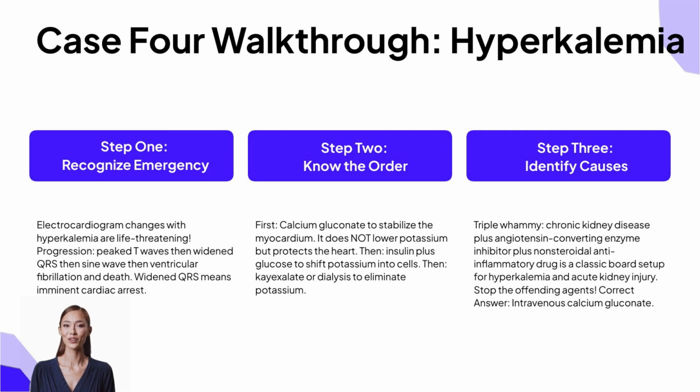Step 2. Know the treatment order. First, give calcium gluconate to stabilize the myocardium. It does not lower potassium, but it protects the heart. Then give insulin with glucose to shift potassium into cells. Then eliminate potassium with Kayexalate or dialysis.